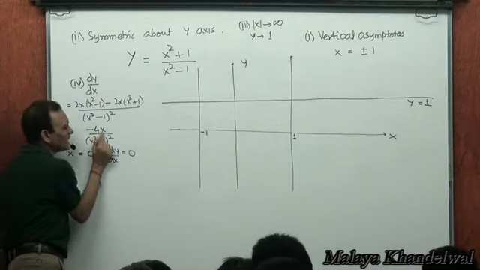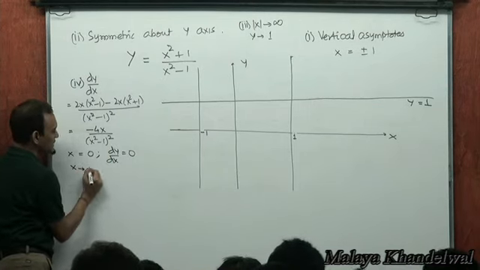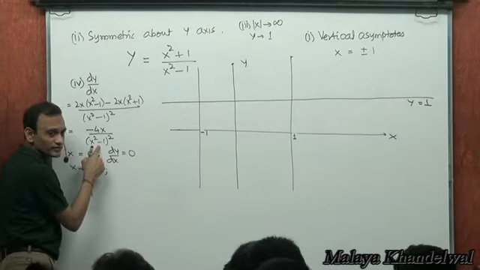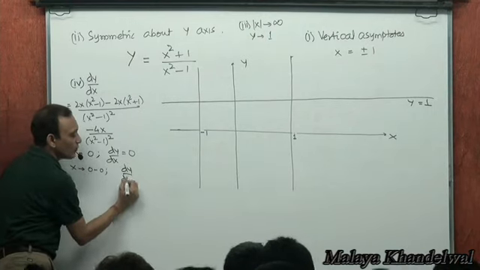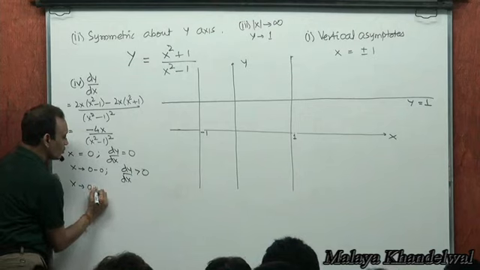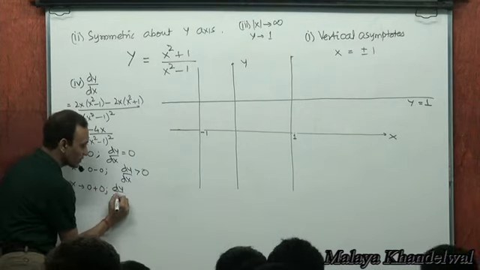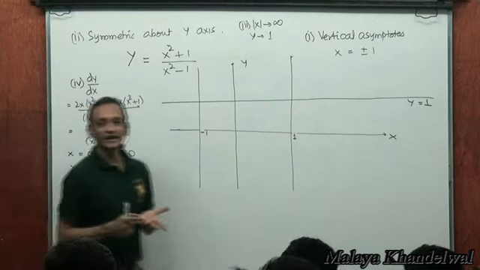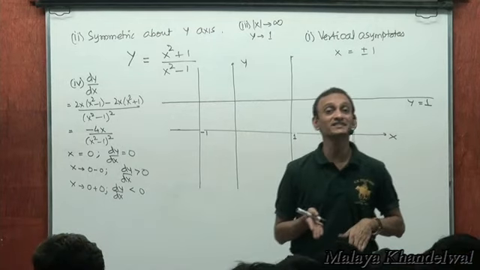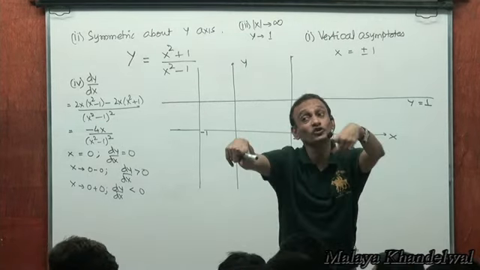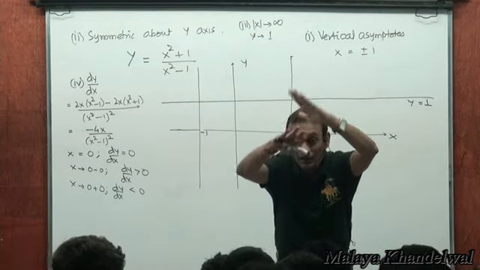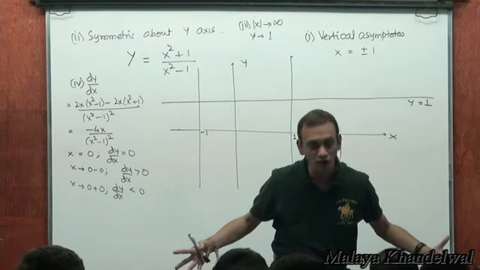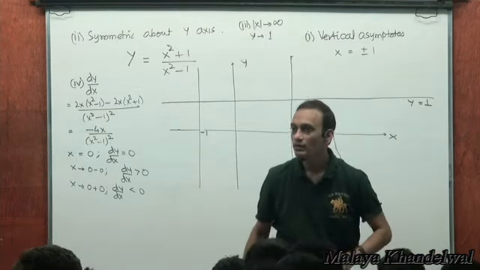Now, when x is slightly less than 0, what is dy/dx? Positive. When x is slightly greater than 0, what's dy/dx? Negative. Yes or no? To the left of 0, dy/dx is positive. To the right of 0, dy/dx is negative. At x equal to 0, dy/dx is 0. Therefore, x equal to 0 must be a local maxima. First derivative confirmatory test towards a local maxima. How's that?